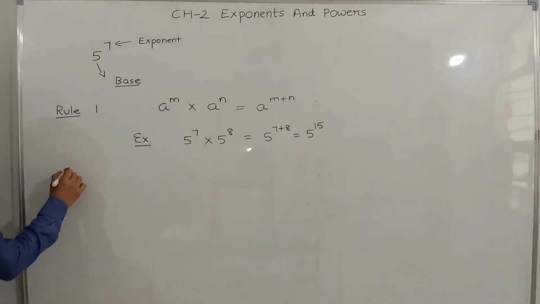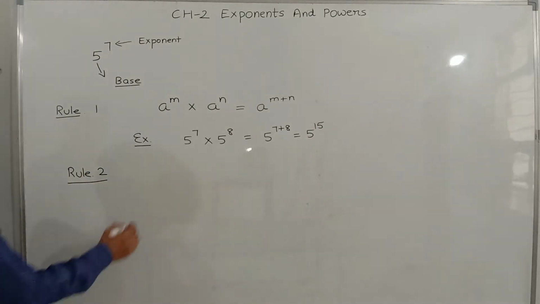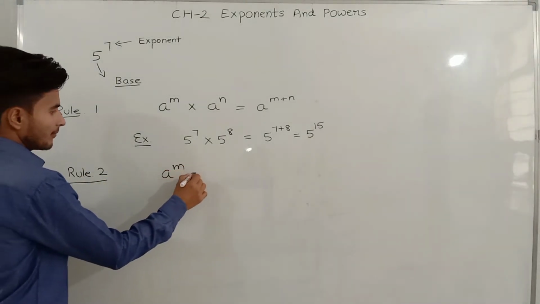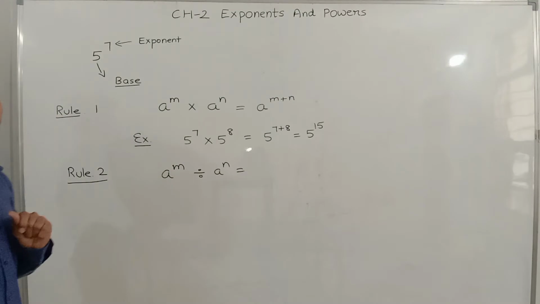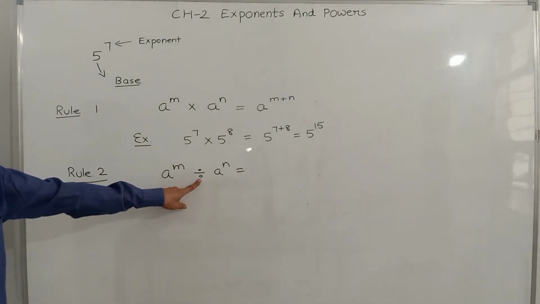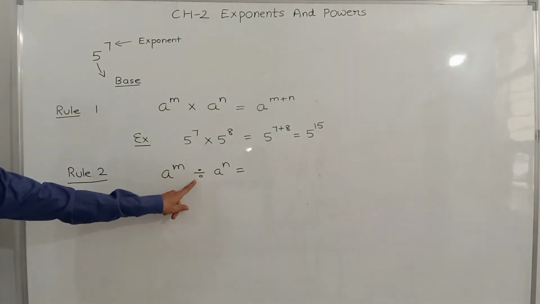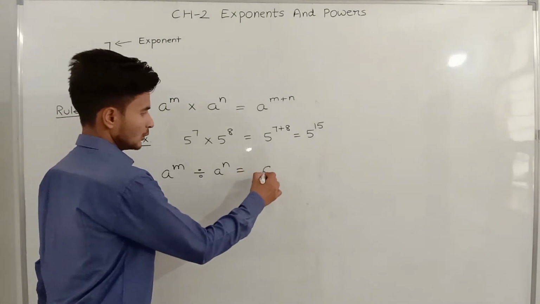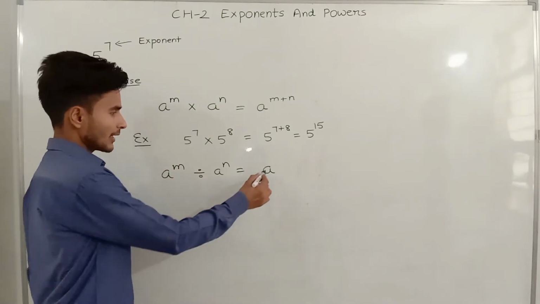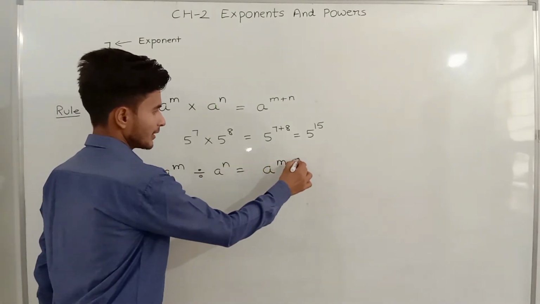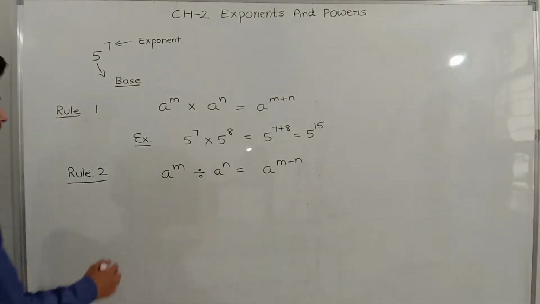Second rule is rule number 2. Same way, if you have a power m divided by a power n, it is only change here. Which sign is there? Divide, and here it was multiply. If base is same and you have to divide, then what to do? Base you have to write a single time, and powers you can subtract, m minus n. It is your answer.